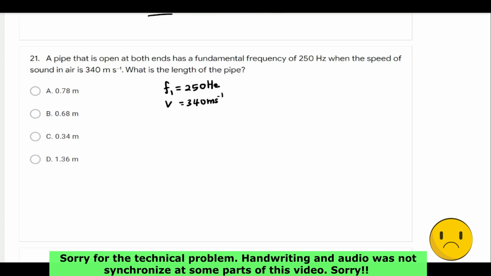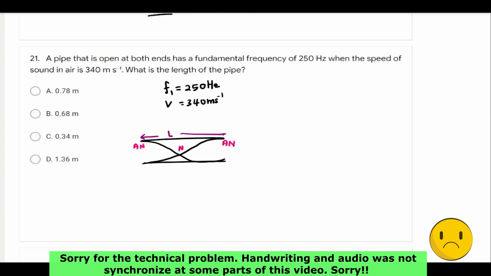So saya suka lukis untuk fundamental frequency untuk open pipe, shape dia adalah X, 1 kali X saja. First harmonics. Pastikan hujung di dua belah ini adalah anti-node. Tengah-tengah ni adalah node. And this is the length of the open pipe, so we label as L. Soalan minta kita cari L.